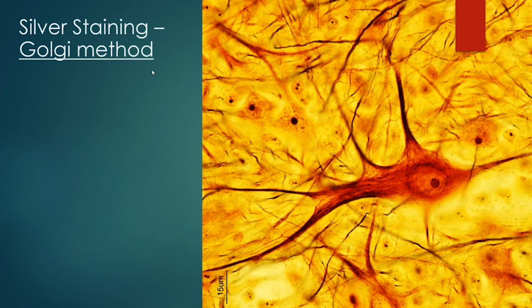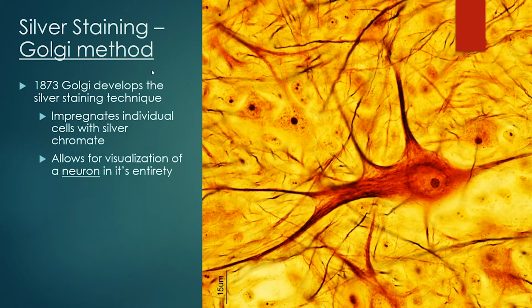And then a new type of staining came out that just changed the game completely. And that was called the Golgi Method. It was a method that involved staining the neurons with silver chromate. And it was the first time ever that we could see individual cells, right?